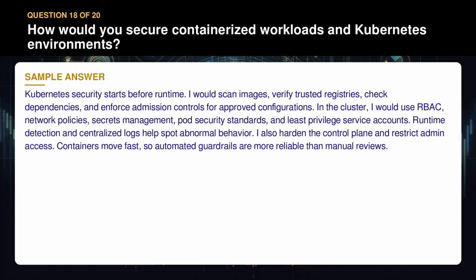Kubernetes security starts before runtime. I would scan images, verify trusted registries, check dependencies, and enforce admission controls for approved configurations. In the cluster, I would use RBAC, network policies, secrets management, pod security standards, and least privilege service accounts. Runtime detection and centralized logs help spot abnormal behavior. I also harden the control plane and restrict admin access. Containers move fast, so automated guardrails are more reliable than manual reviews.